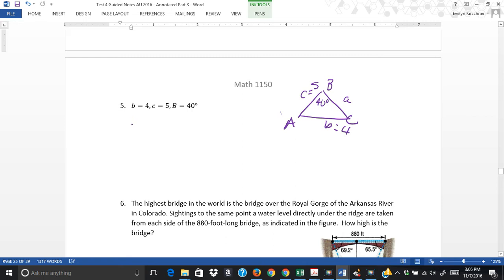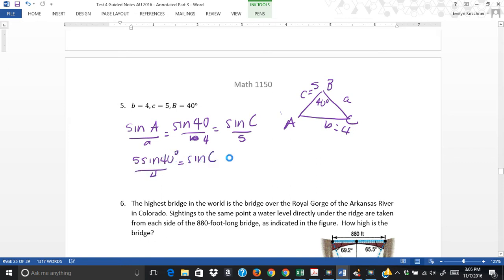So we're going to set it up as sine of A over A equals sine of B over B equals, sorry, B is 4, equals sine of C over C. So I'm going to solve this. I have 5 sine of 40 degrees divided by 4 is the sine of C. And if I take the sine inverse of this side here, I find that C is 53.5 degrees. So I want to see if there's a C prime.